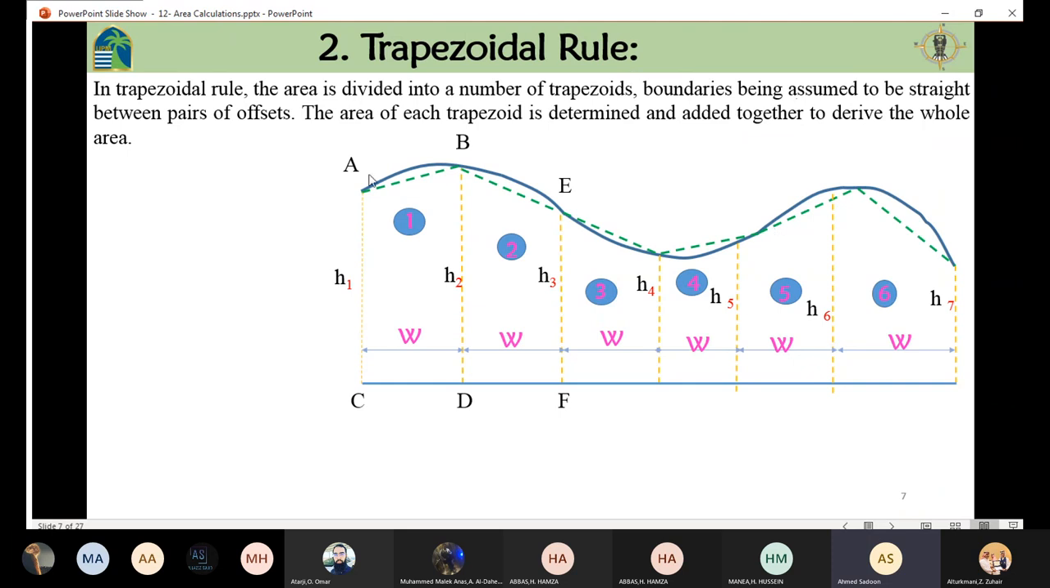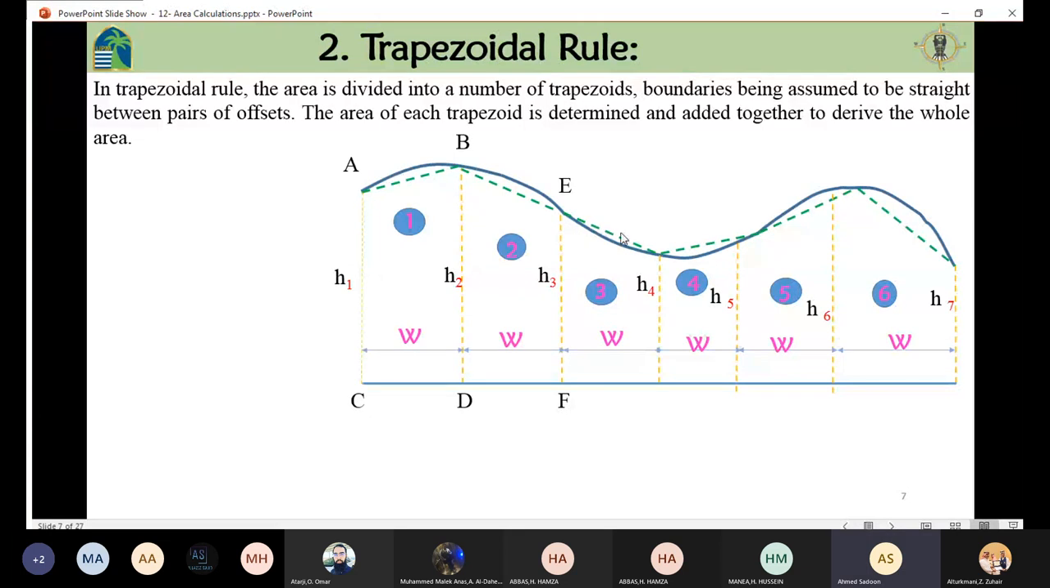Here we have the boundaries, like curves, right? But we are going to assume that these boundaries are straight lines, even though the boundary is not a straight line. But here in the trapezoidal rule, we are going to assume the boundaries are straight lines like that. And for example, here I'm going to lose some areas, and here I'm going to gain some areas. So this area here is going to balance that area there.